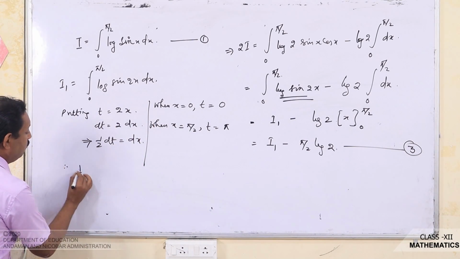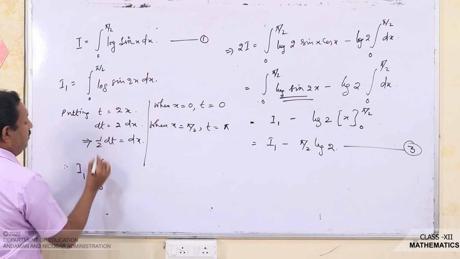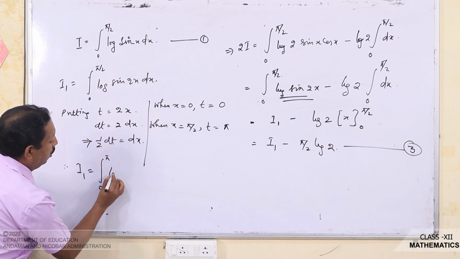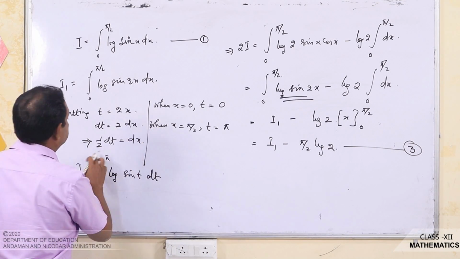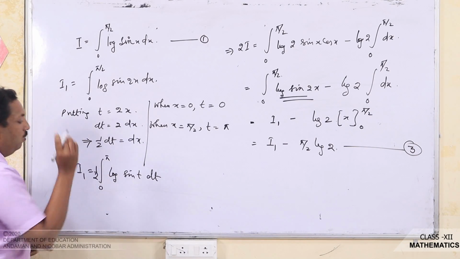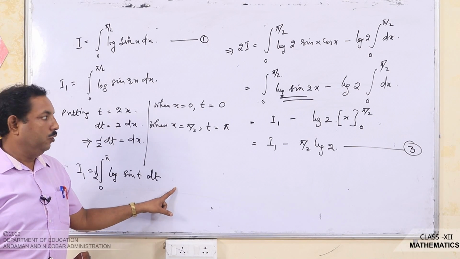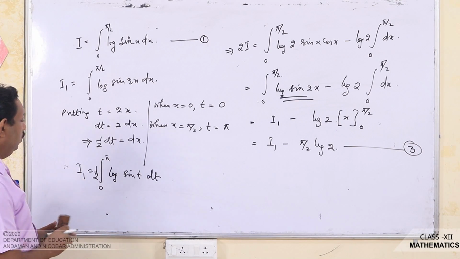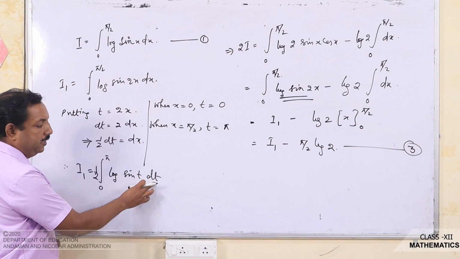Therefore your I1 becomes, that is 0 means 0 and pi by 2 becomes pi now, and log of sin t dt, and dt is what? 1 by 2 times log sin t dt. Okay. So look here, we now have this 0 to pi log sin t dt.